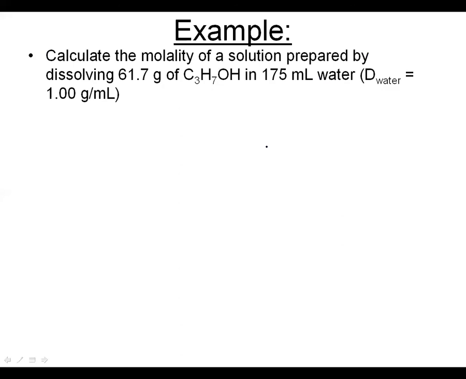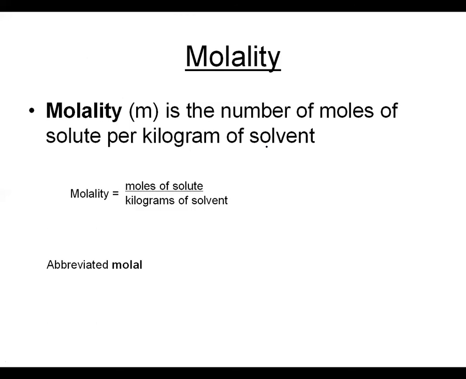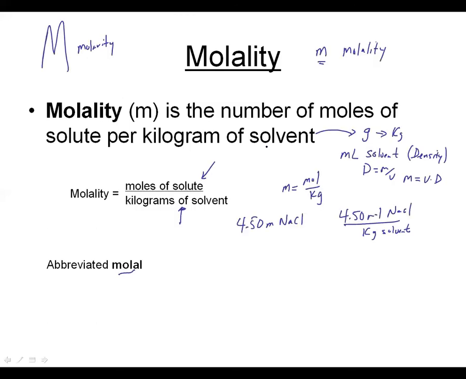We want to calculate the molality of a solution that's prepared by dissolving 61.7 grams of C₃H₄OH in 175 milliliters of water. Density of water is 1 gram per milliliter. So take a couple minutes here and give it a go when I go back to that slide.